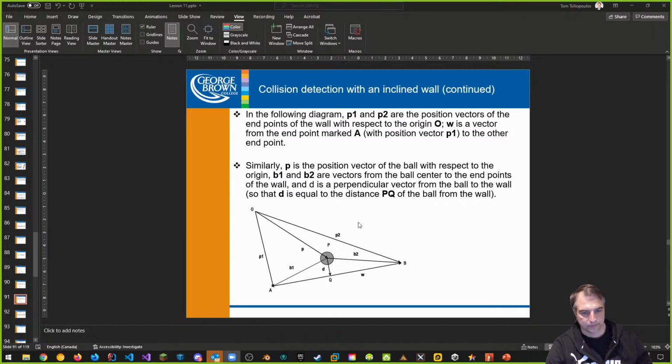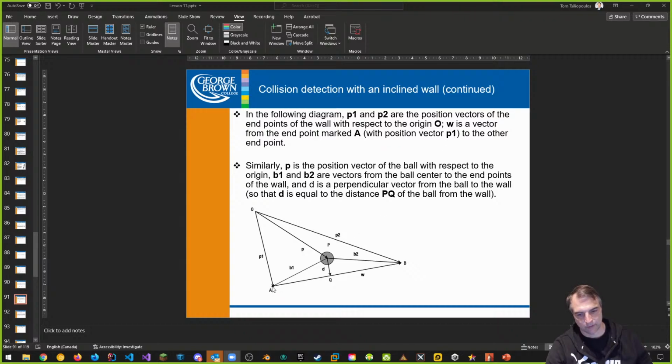P1 and P2, okay? And so the endpoints being, of the points of the wall with respect to the origin. Let's suppose this is the origin, the world origin, 0, 0, right? And W is a vector from the endpoint marked A with position vector P1.